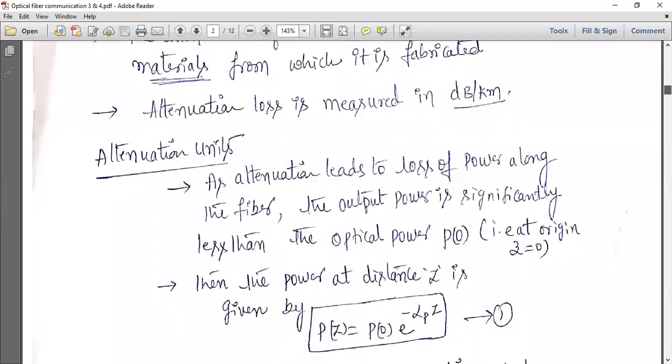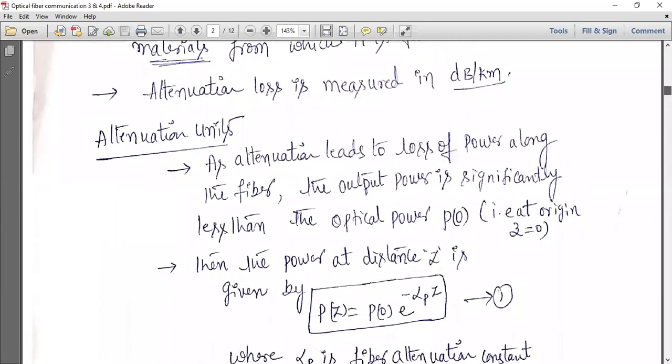For measuring attenuation, you have attenuation units. As attenuation leads to the loss of power along the fiber, the output power is significantly less than the optical power P of 0. P of 0 is the power at the origin, that means at the transmitter, where Z is equal to 0. So P of 0 is the optical power at the transmitter.